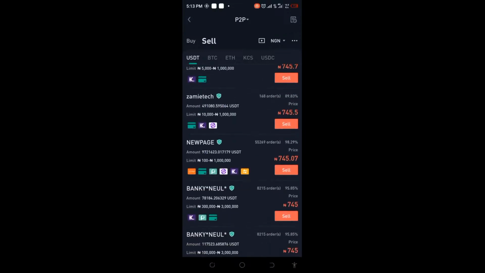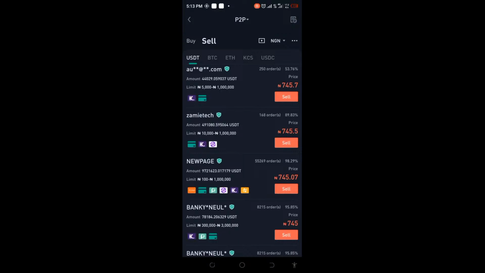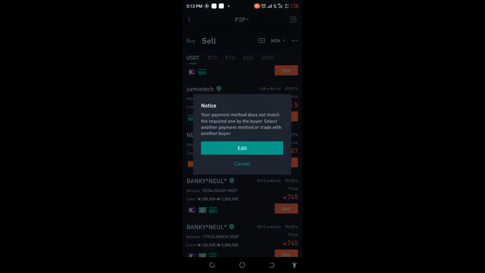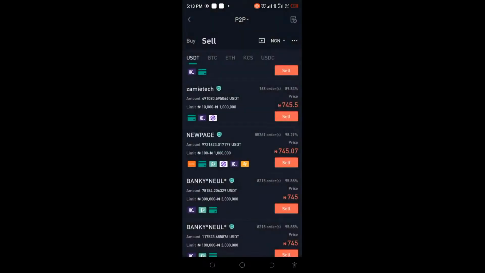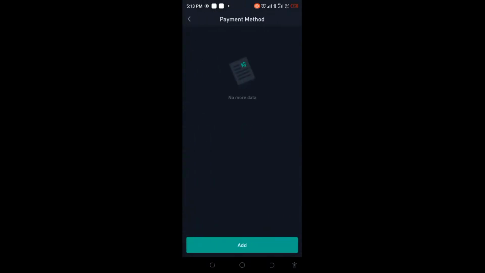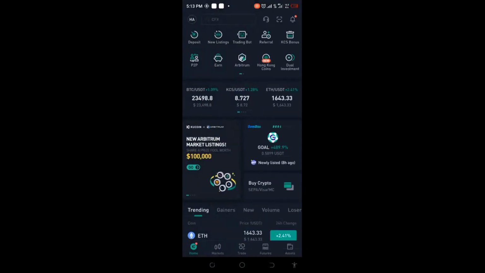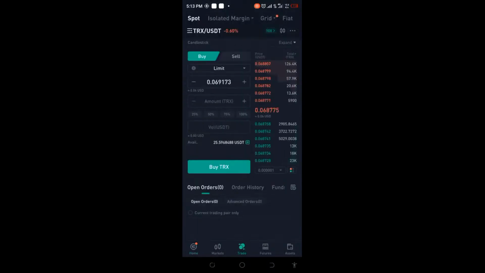Sliding down, you can look for the price range that you actually want to use. Let's just check on this one and see whether there's a potential. It said your payment method does not match the required one by the buyer. So we have to set up all of this. We can actually edit and put in all the details, but I'm not going to go through all of this. I'm just showing you that we can actually withdraw our money even from P2P. But I'm just going to go back to do this by TRX, okay?